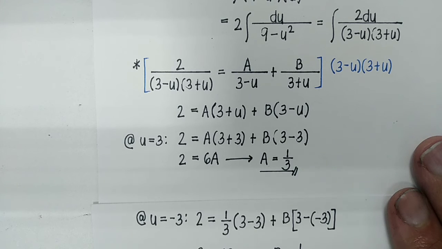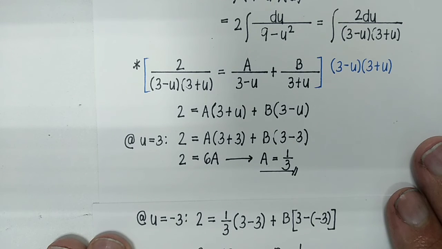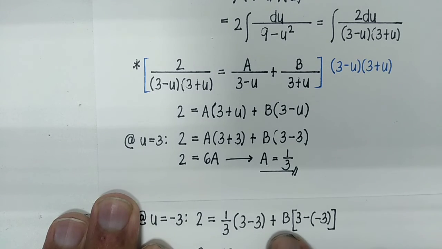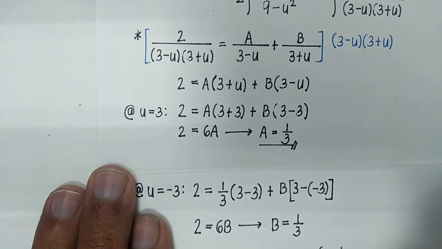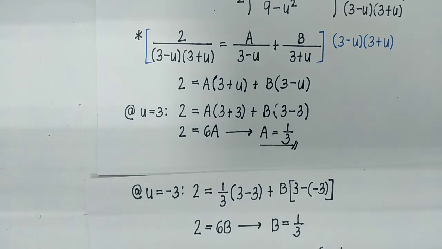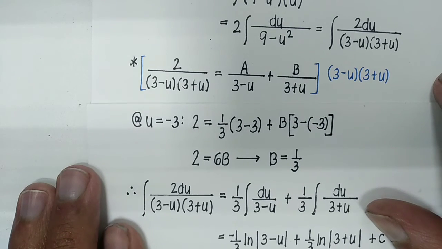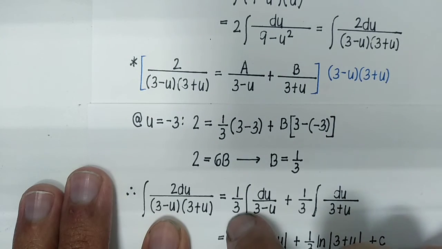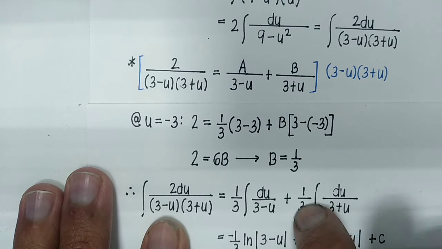We assign yet another value of u, this time to make your a term disappear. So let u be equal to negative 3 now. You'll get only the b remaining while the a term disappears. And so b is computed as also equal to 1/3. So with the values of a and b already computed, we return to our partial fractions over here. And we now get a is equal to 1/3. Likewise, the b over here is also equal to 1/3.